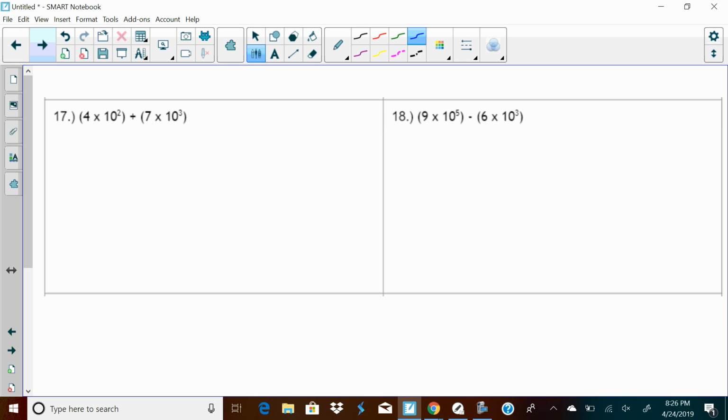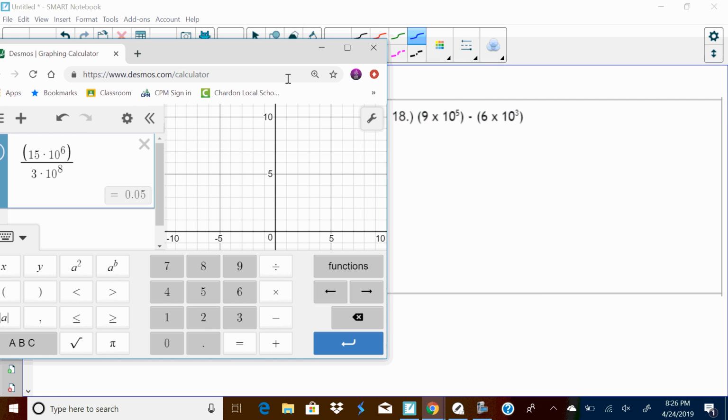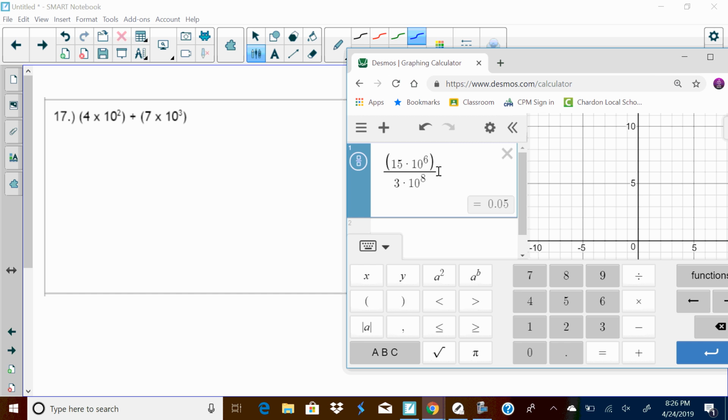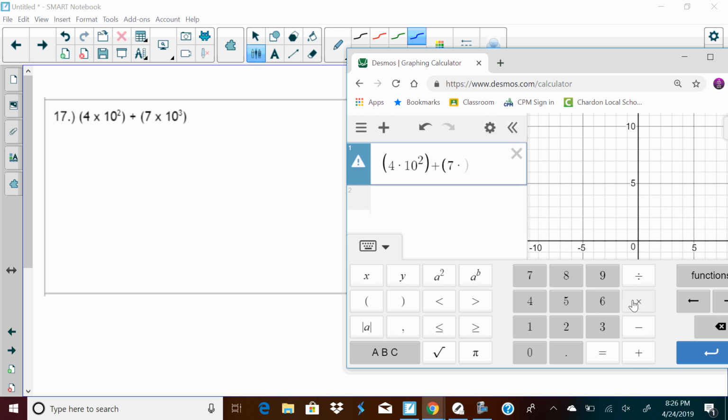Problem 17, I'm actually adding them. So pull up Desmos again. This is kind of like using the up arrow key on your calculator. So 4 times 10 to the second plus 7 times 10 to the third. So I get 7,400, so it's 7.4 times 10 to the third.